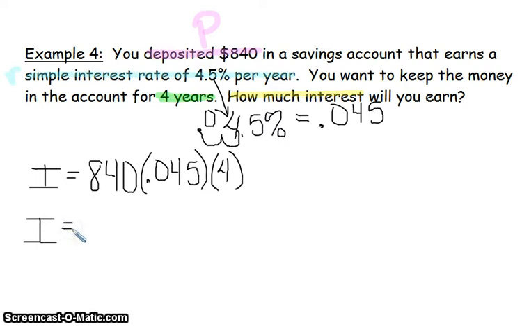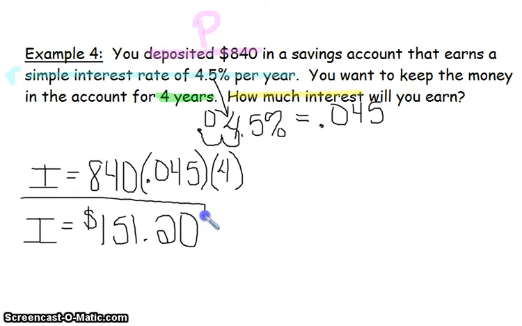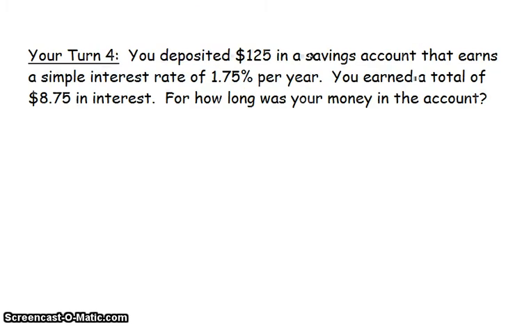Just multiply those 3 pieces together, and the interest that you're going to gain on this account in 4 years is $151.20. So not a whole lot, but you have to think about how low your percentage rate was yearly. So simple interest, very easy to use. Once you take a look at this problem, pause the video and solve it.